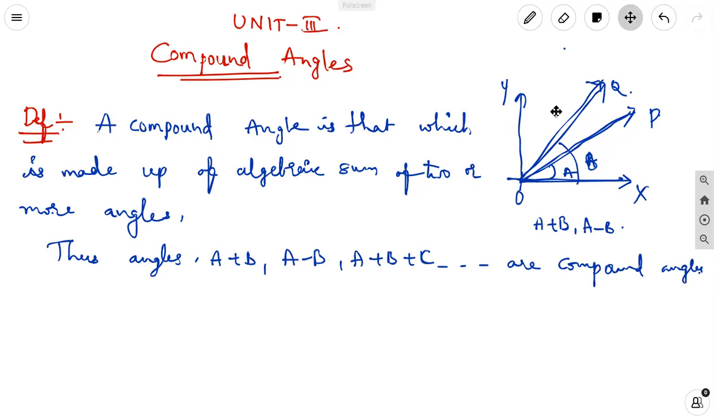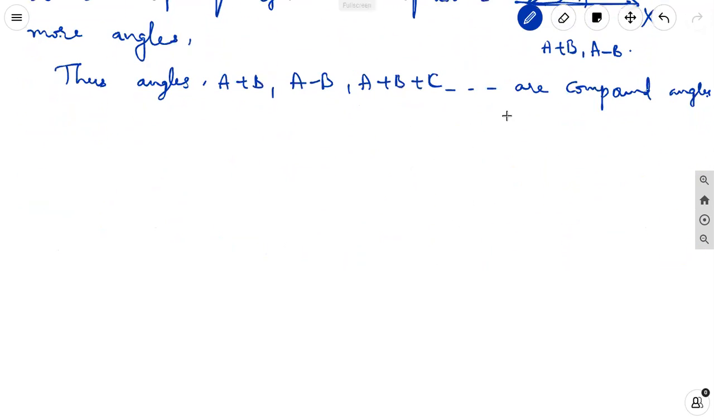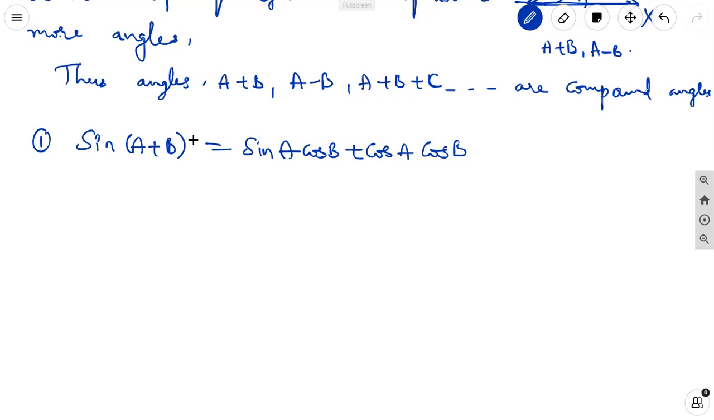Now we can discuss some properties, or some formulas, in the trigonometric ratios. We know the formula of sine of A plus B is equal to sine A cos B plus cos A sine B. When we take the sum of two angles with the sine ratio, that value is equal to the individual ratios in this expression. So sine of A plus B equals sine A cos B plus cos A sine B.